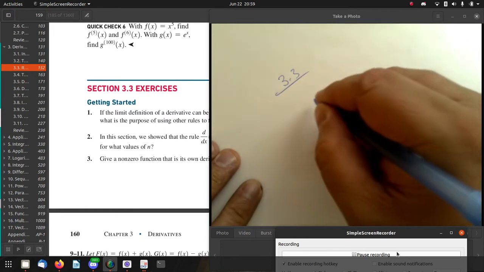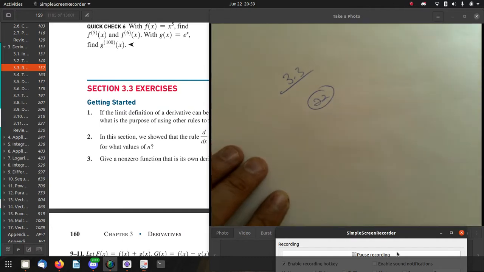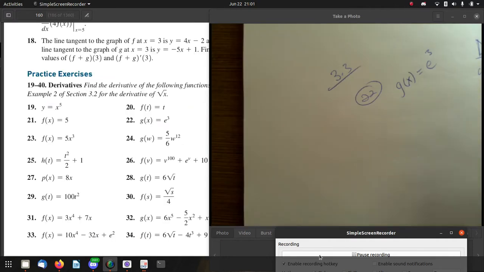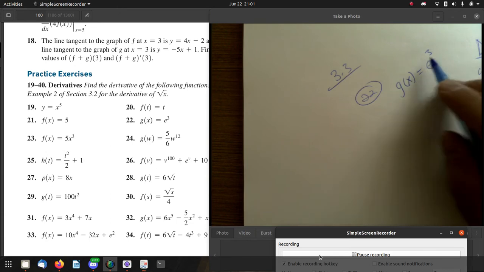Okay, so next up we're going to do 3.3, number 22. So let's go ahead and take a peek at that. And the first function we have is g of x equals e to the third.